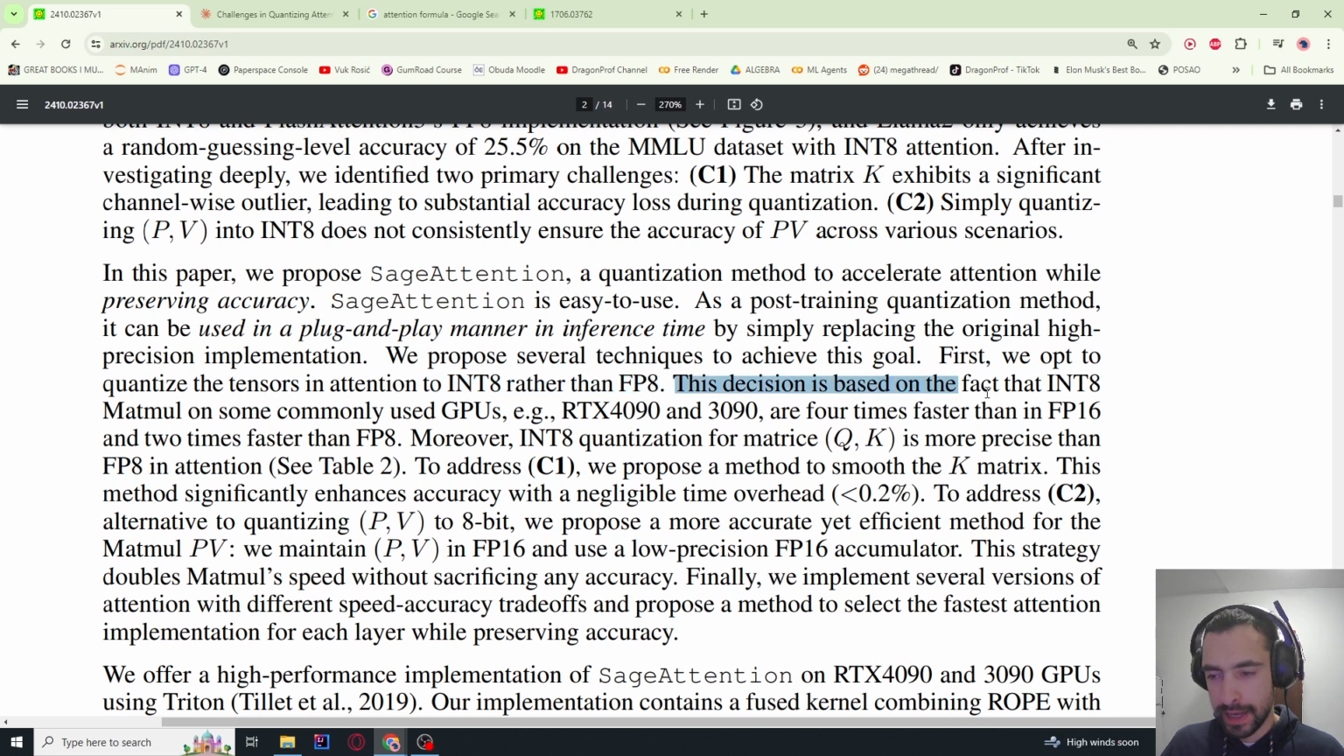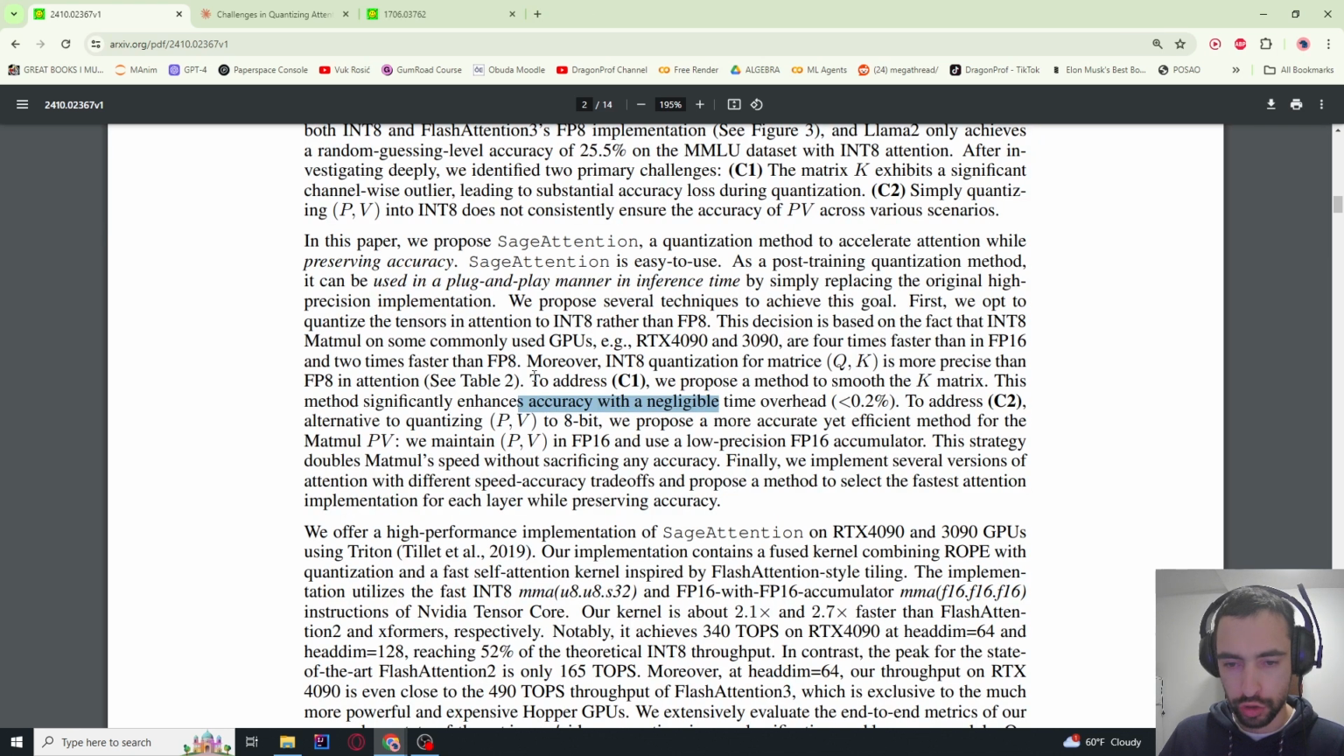This decision is based on the fact that int8 matmul on some commonly used GPUs like these ones is 4 times faster than floating point 16 and 2 times faster than floating point 8. Moreover, int8 quantization of matrices Q and K is more precise than floating point 8 in attention. To address challenge 1, we propose a method to smooth the K matrix. This method significantly enhances accuracy with a negligible time overhead, less than 0.2%.